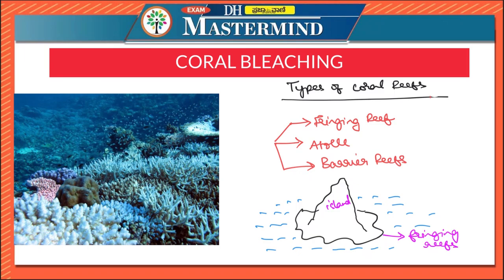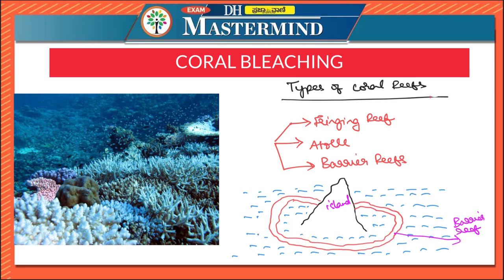However, if they are separated from the land by an expanse of water, then it results in the formation of barrier reefs. Please look at this picture over here. Here, the island and the barrier reef are separated by an expanse of water. That is, between the island and the reef, there is water, which is usually a small lagoon of open but deep water between the reef and the shore. So this type of reef is called a barrier reef.